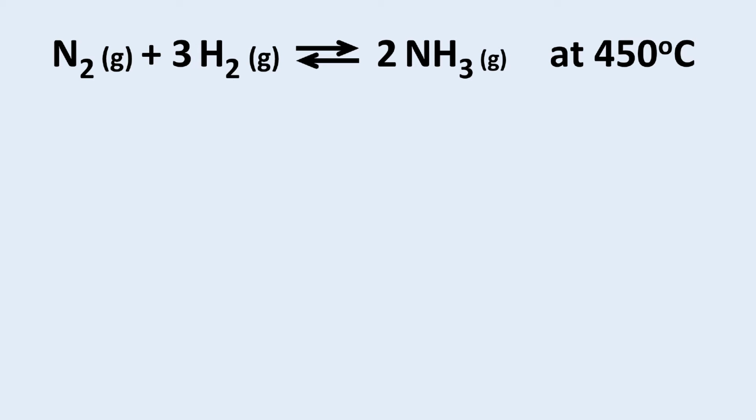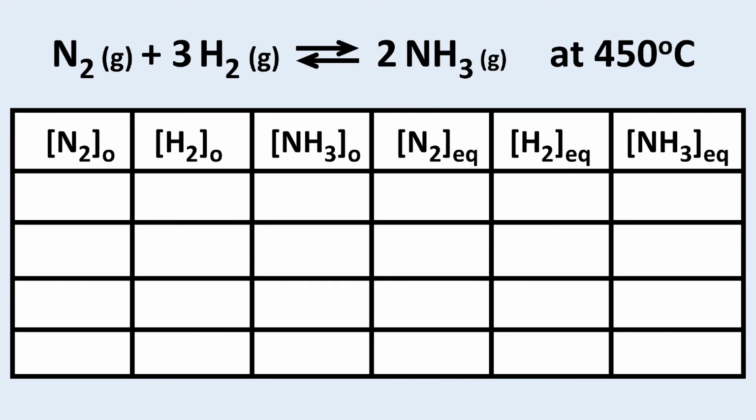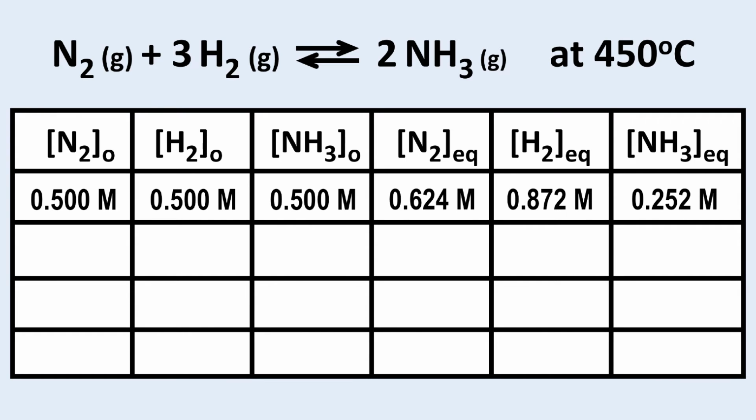So if we do some experiments with this system of nitrogen, hydrogen, and ammonia at 450 degrees Celsius, we find the following. We can have an initial concentration of nitrogen, hydrogen, and ammonia as indicated, 0.500 molar for each of them. And when we reach equilibrium, we find the following concentrations of the substances at equilibrium.